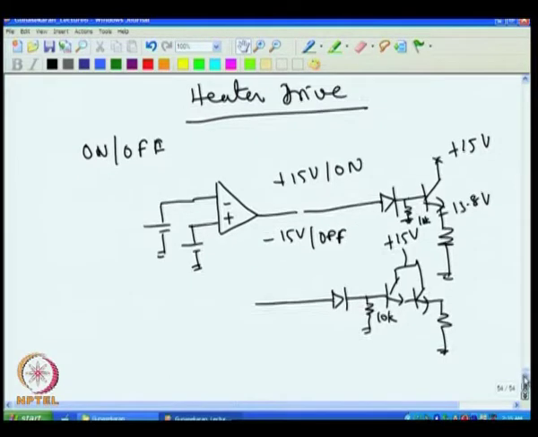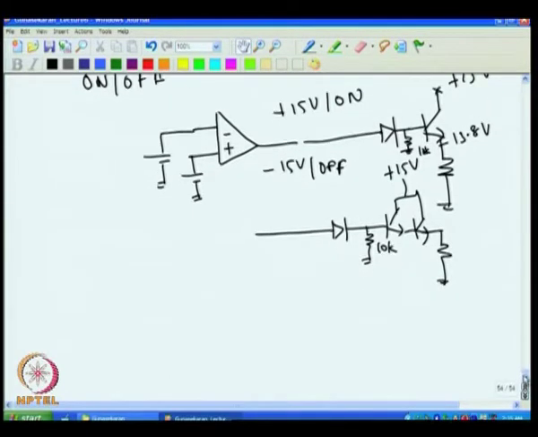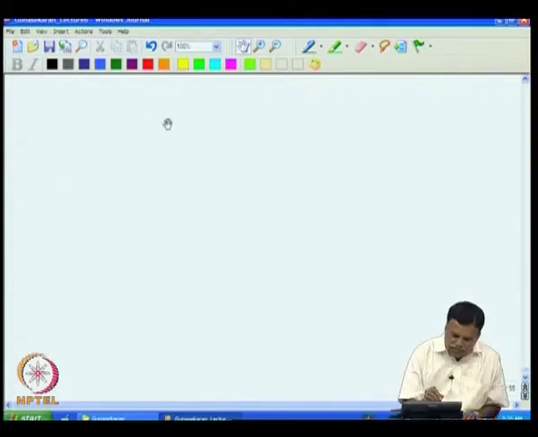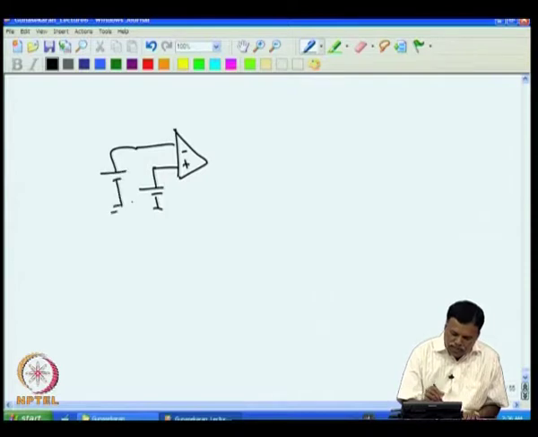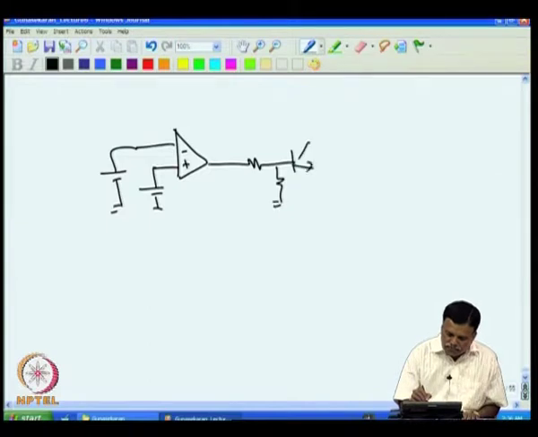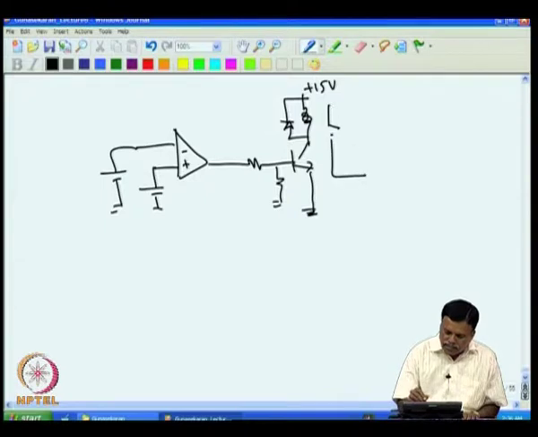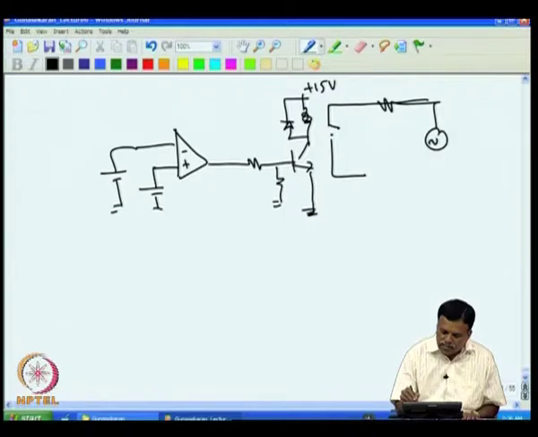Now, another possibility for the on-off temperature controller drive is this: for example, I pick up from the comparator. So, you have this. Now, I can have a relay and then switch on and off. This also we had discussed earlier. So, you have a plus 15 volt and then you have the relay here, and the relay can power whatever circuit you want, either AC or DC.